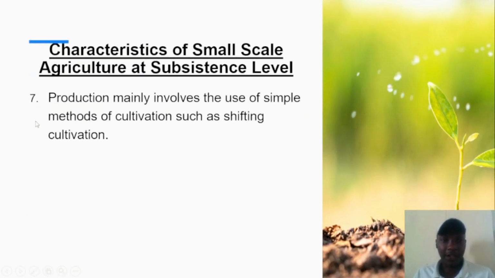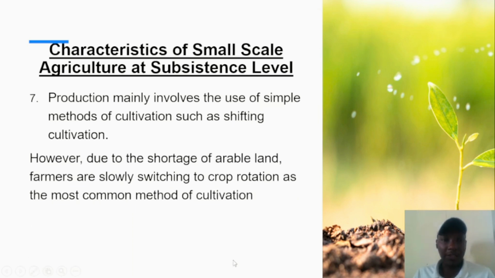So that's the reason. The other characteristic, production mainly involves the use of simple methods of cultivation, such as shifting cultivation. It involves the use of these simple methods, such as shifting cultivation, whereby in a certain year there is this kind of crop, then the next year they shift that crop to another plot, and the one that was at that plot comes to the first plot. So it involves shifting the crops just to maintain the fertility of the soil. However, due to the shortage of arable land, farmers are slowly switching to crop rotation as the most common method of cultivation.